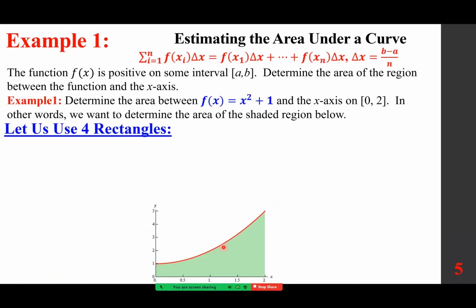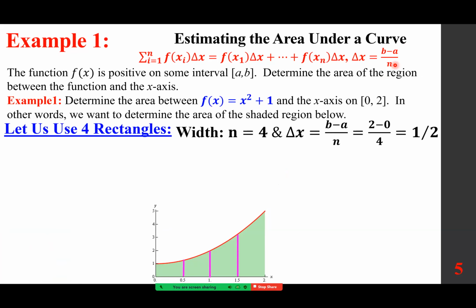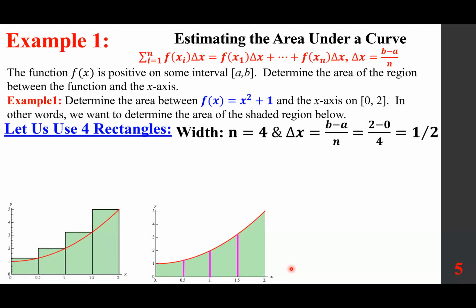Let's start with some number, for example, 4. If I cut it into 4 pieces, delta x is b minus a divided by n. That means 2 minus 0 divided by 4, and it gives us 1/2. The width is 1/2 or 0.5, and it's fixed. Again, we did that on purpose to make it easy. So we can use any height of our choice. For example, if we want to go with the right endpoints, it looks like that because this is the height of the first rectangle. This is the height of the second one, the third one, and so forth.